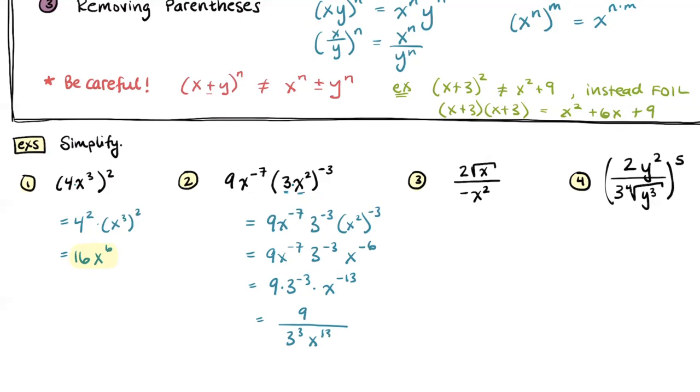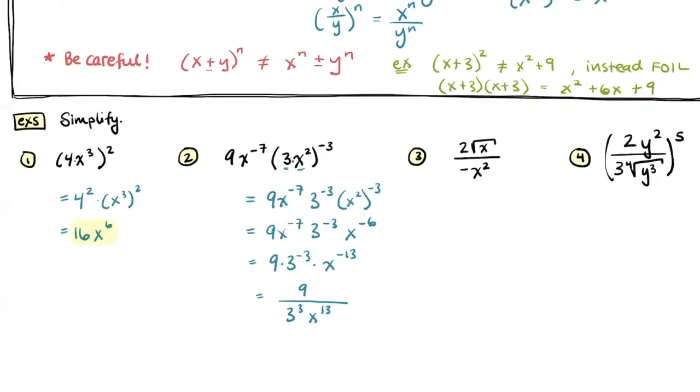All right, we have no negative exponents. We've got just a single x raised to a power. Now 9 and 3 cubed have something in common, so we might be able to simplify that. So 3 cubed is 27. Then 9 goes into 27 evenly, so we can cancel the 9. We'll have a 1, and 27 divided by 9 is 3.